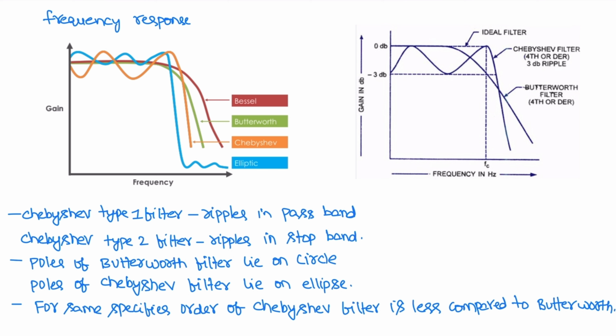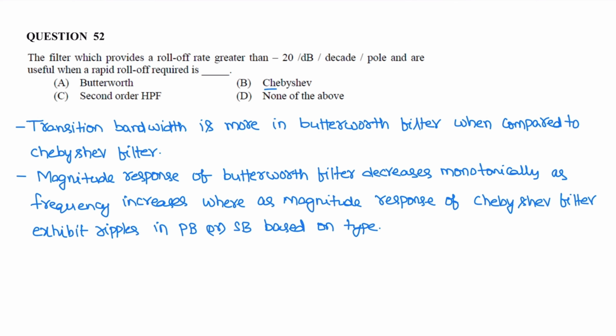For the same specifications, the number of poles in the Butterworth filter is more when compared to the Chebyshev filter. That is, the order of the Chebyshev filter is less than the order of the Butterworth filter. The poles of the Butterworth filter lie on a circle, whereas the poles of the Chebyshev filter lie on an ellipse. The transition bandwidth is more in the Butterworth filter. So this is the transition bandwidth. It is more for the Butterworth filter compared to the Chebyshev filter. Here the transition is very fast, and here it is slower. So the correct option is B.